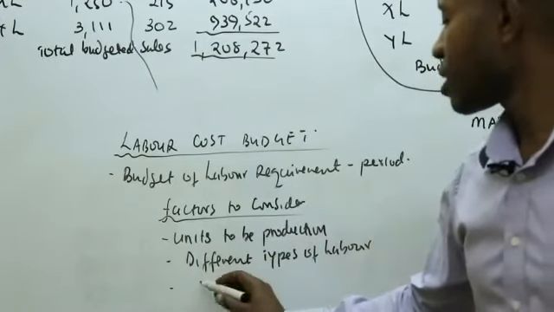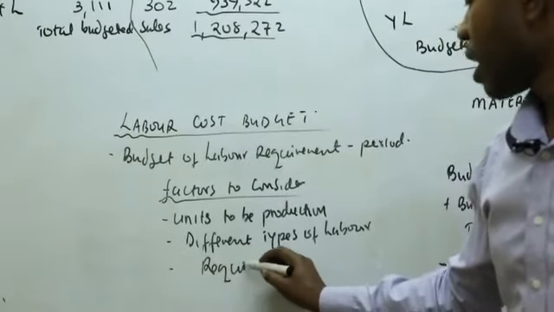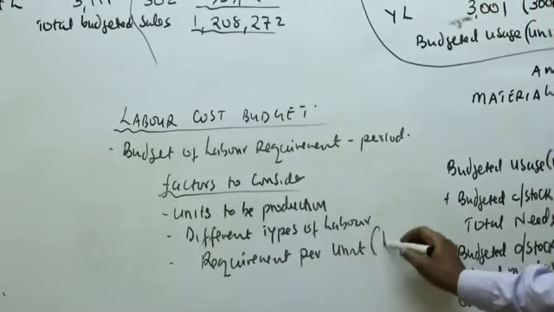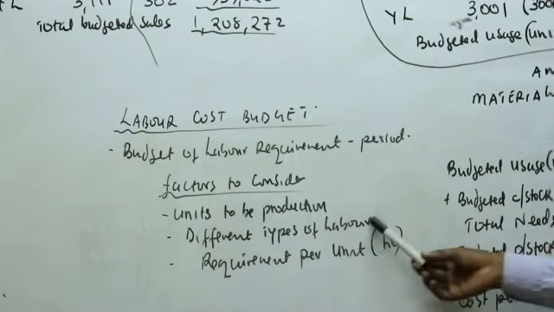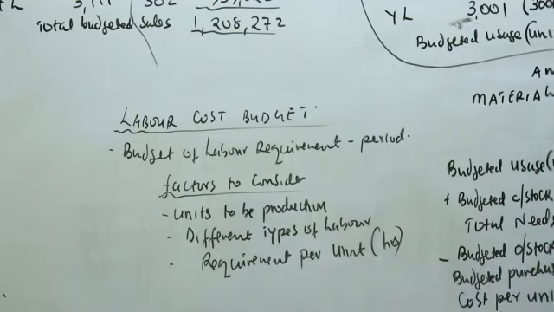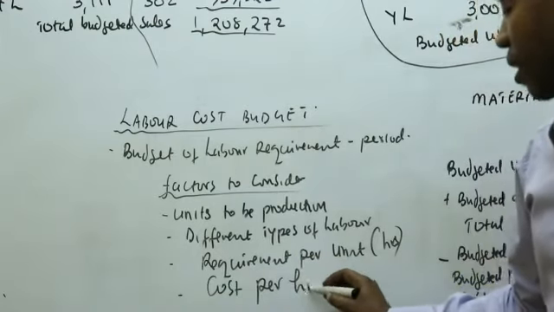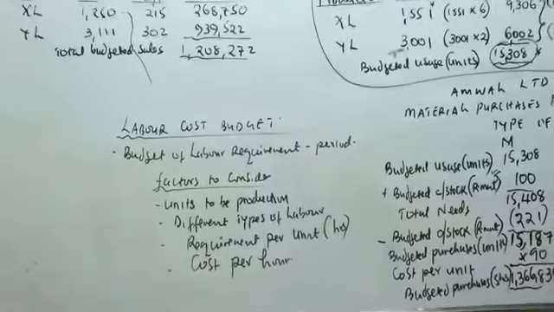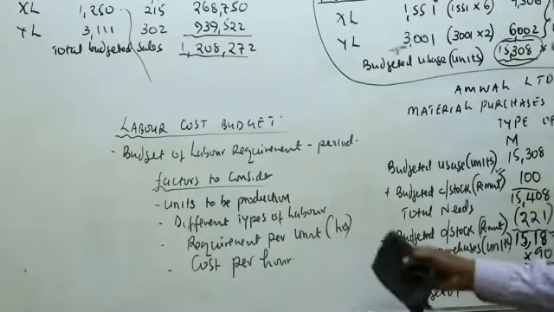Then you will have, what is the requirement per unit in terms of hours? How many hours do you require to produce each and every unit? And lastly, what is the cost per hour? And also labor availability. Those are some factors that you also want to consider in writing this particular budget.